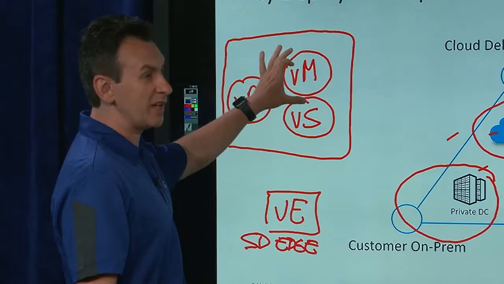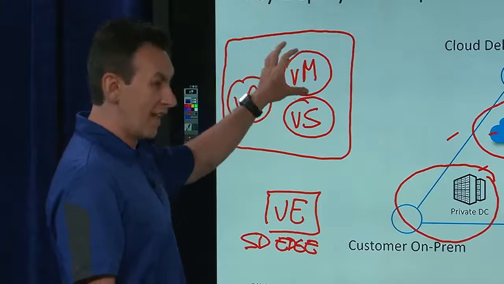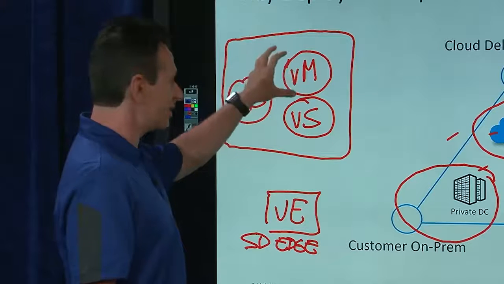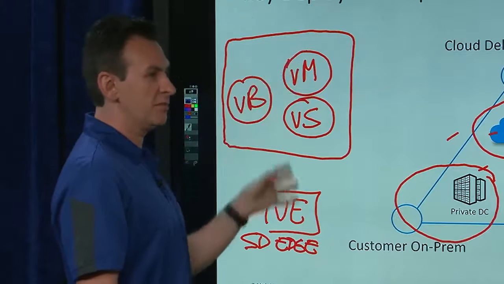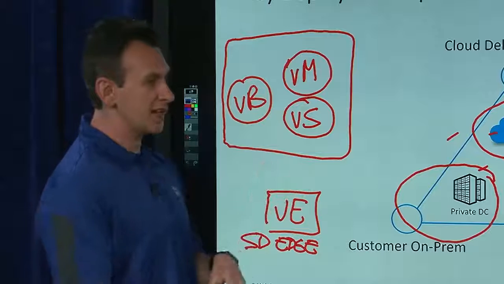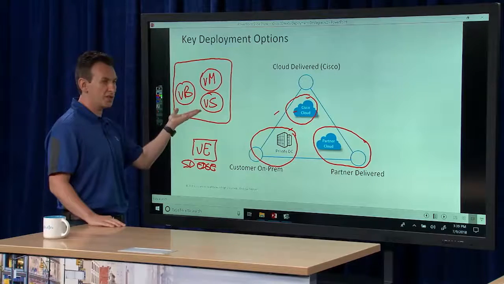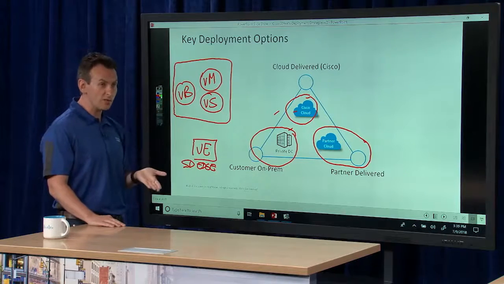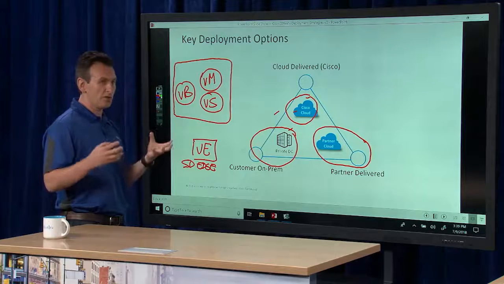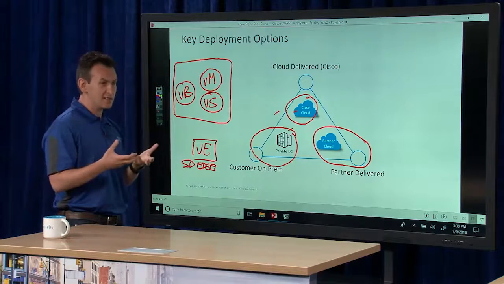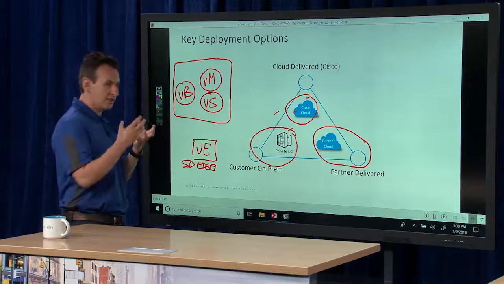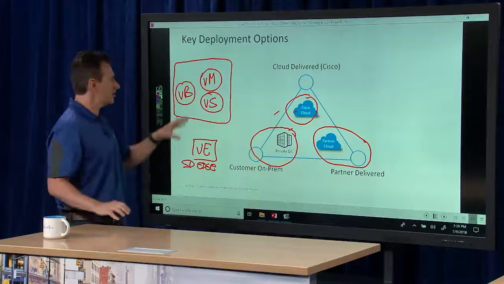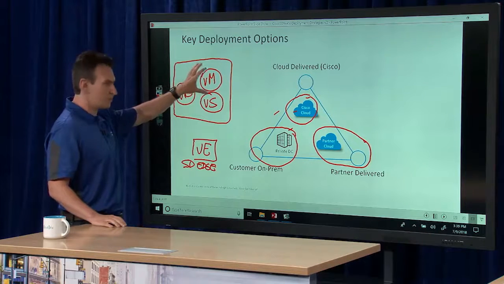vManage is the management plane of the solution. It is a standalone element of the solution. It's delivered in the form of a virtual machine. It could be single tenant, it could be multi-tenant, it could be deployed as a single virtual machine, or deployed as a cluster of virtual machines. It is deployed as virtual instances, either in a single instance or a scale-out model, but it's deployed as a separate element.